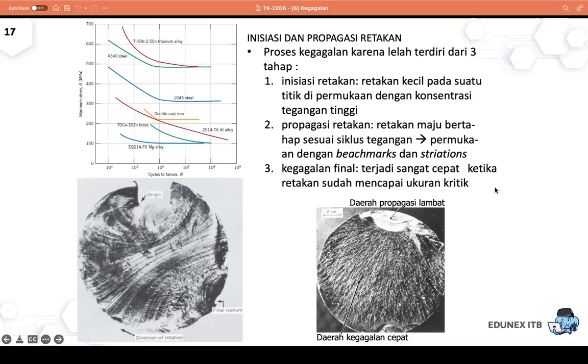So for the process of fatigue failure, if you want to know about fractography, kegagalan, ya, or the ilmu tentang patah, you can see where the slow propagation is because of the fatigue, and after that there's a very brittle fracture, kegagalan cepat, because of that brittle fracture.